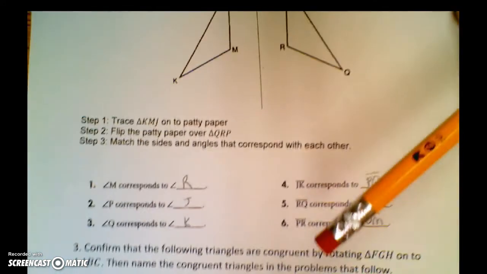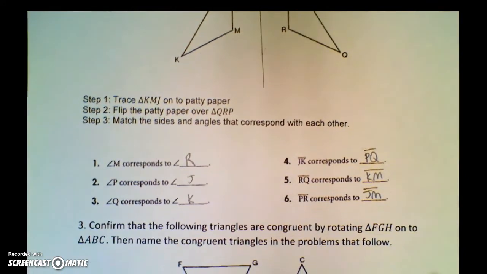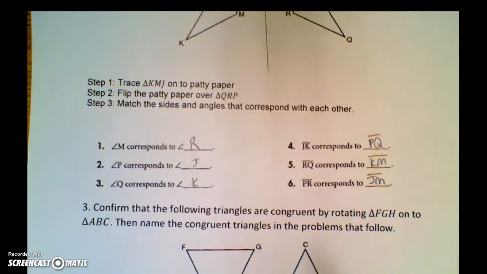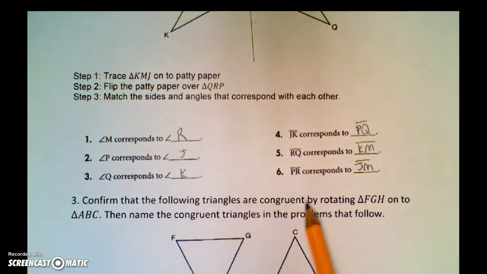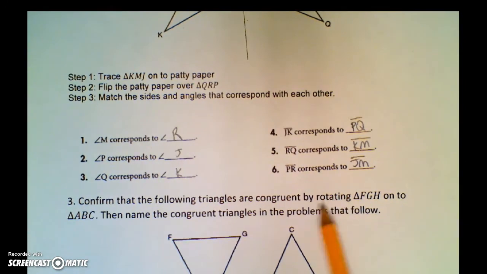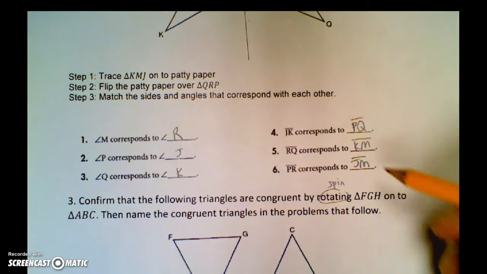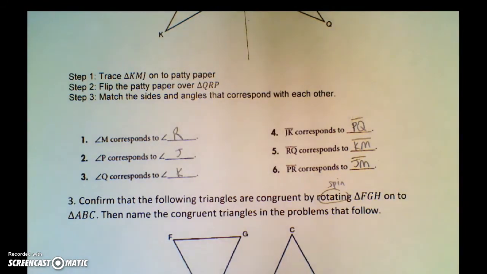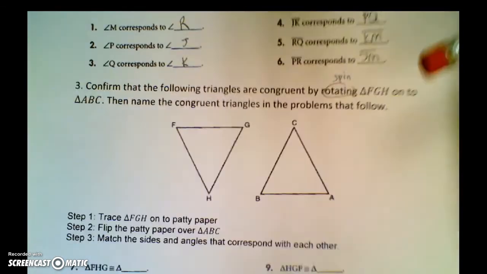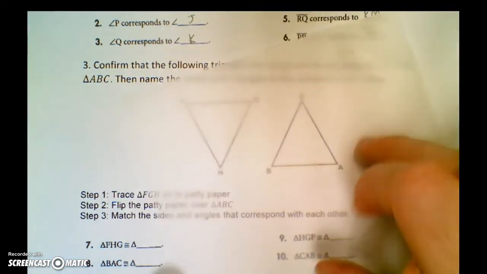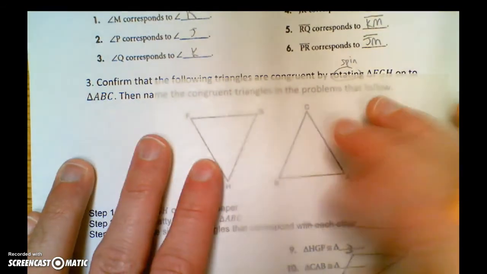The last way to prove that things are congruent using transformations is with rotations. So we're going to confirm that the following triangles are congruent by rotating. Remember, rotating means spinning. Triangle FGH onto triangle ABC, and then match the corresponding pieces for those triangles. So using your patty paper again, I'm going to use the same patty paper. I'll just use a corner that I didn't use. I'm saving paper.